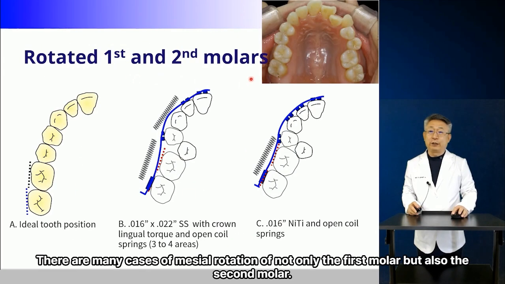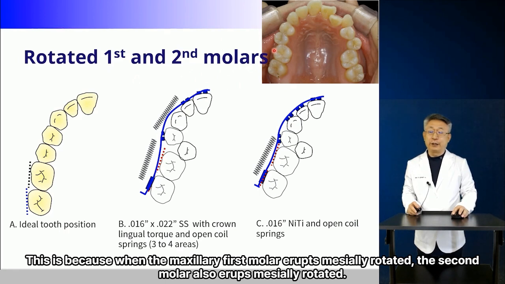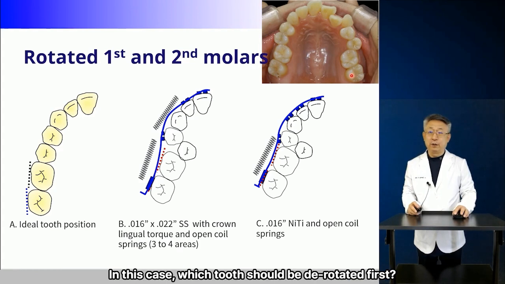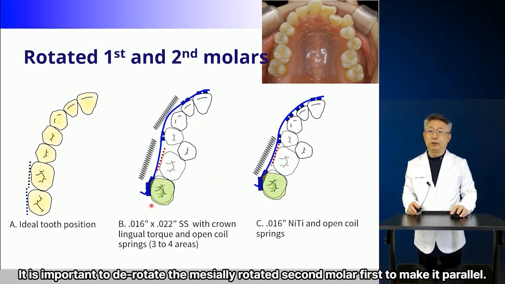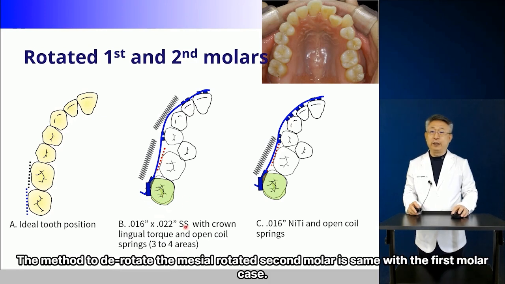There are many cases of mesial rotation of not only the first molar but also the second molar. This is because when the maxillary first molar erupts mesially rotated, the second molar also erupts mesially rotated. In this case, which tooth should be derotated first? Should the first molar be derotated first, or should the second molar be derotated first? It is important to derotate the mesially rotated second molar first to make it parallel. The method to derotate the mesially rotated second molar is the same as in the first molar case.